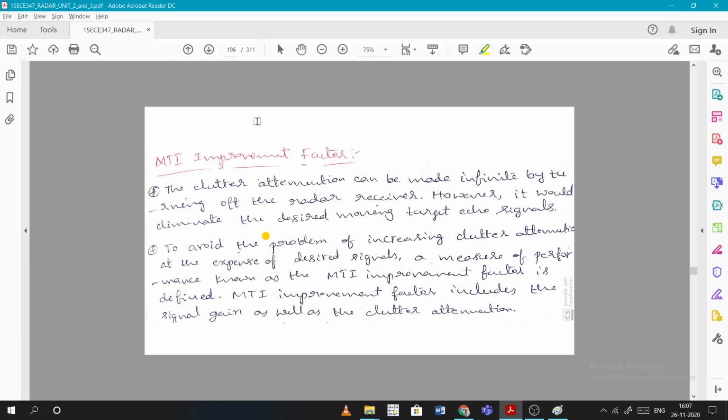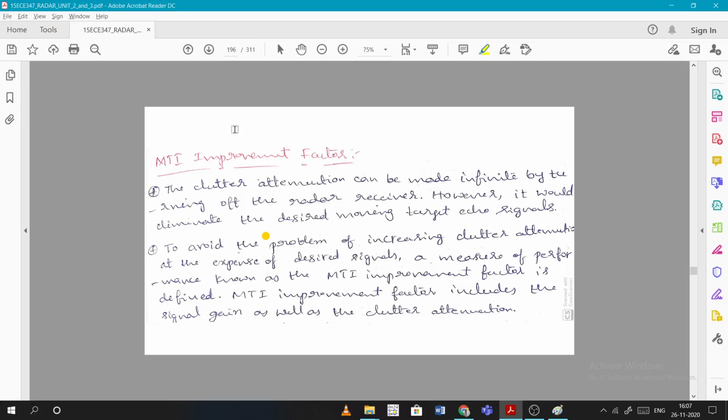Now let's see the MTI improvement factor. Here the clutter attenuation can be made infinite by turning off the radar receiver. However, it would eliminate the desired moving target echo signals.